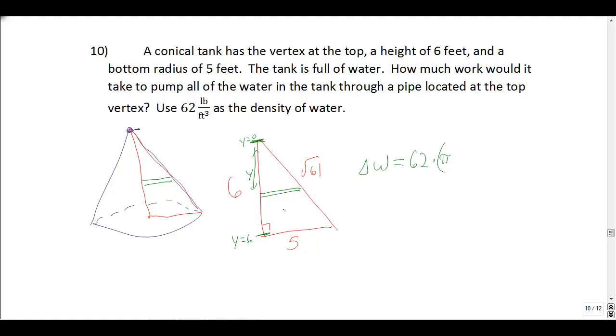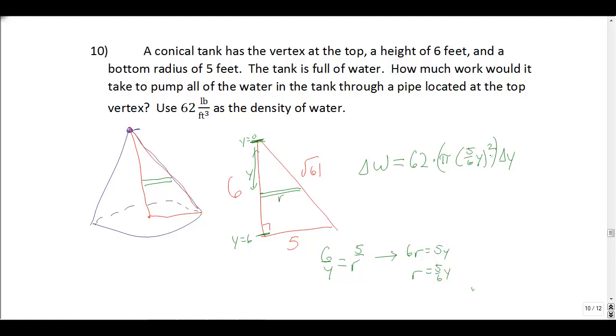Then what should this distance be? This should be proportional. So 6 over y equals 5 over, let's call it r here for radius. In terms of y, that's 6r equals 5y, so r is 5/6 y. So really this radius is 5/6 y. So we get pi times (5/6 y) squared, and then our height will be delta y. So that's just the weight here.